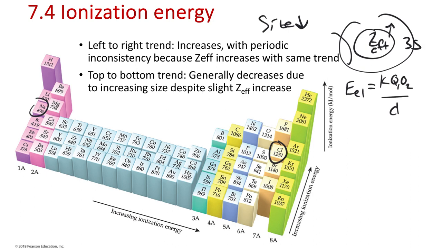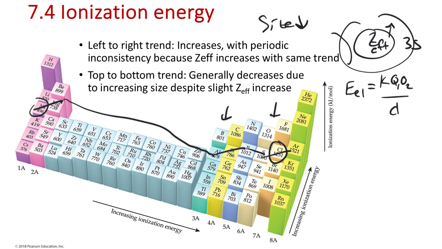We're decreasing in size. Now the only peculiar trend to explain is why we get this increase and then a slight decrease, and then back to increase, and a little bit of a decrease, and then back to an increase. Why do we have this periodic inconsistency with the boron group of elements being a little bit lower than the preceding element in ionization energy, and the same thing with the oxygen group?